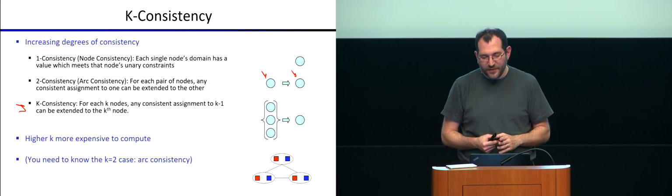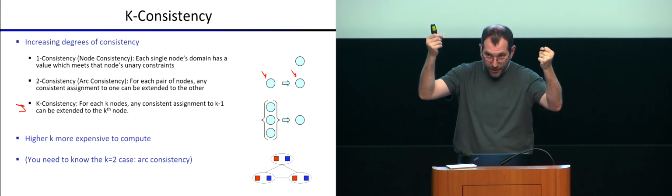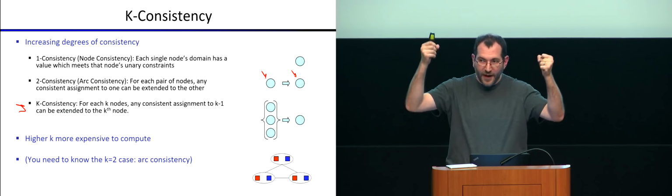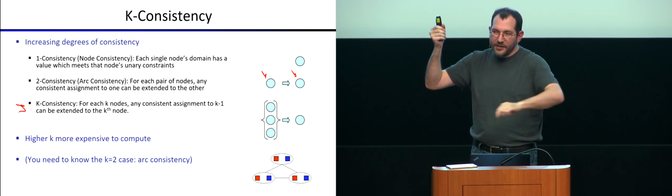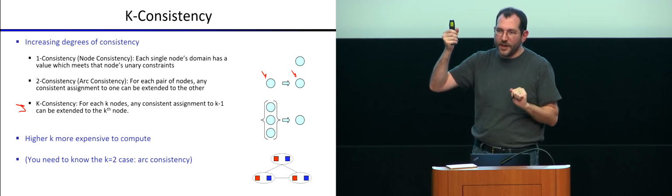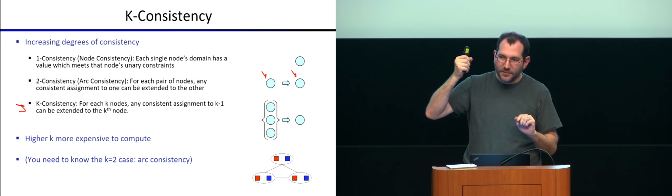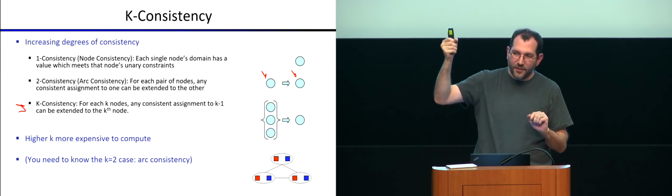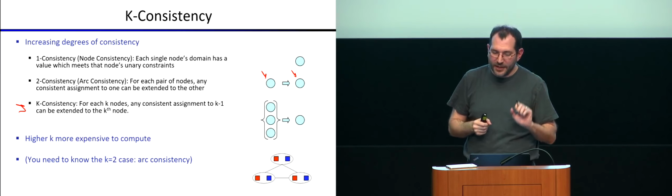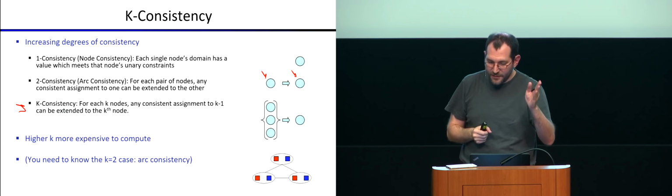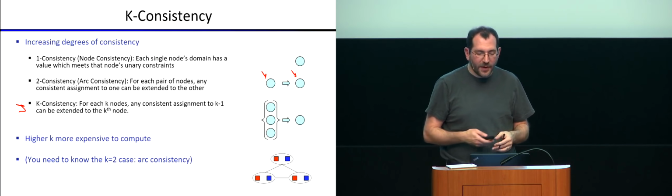K-consistency is a generalization of this. It says for each K nodes, so instead of picking up two, which is an arc, a pair, I pick up three or five or 30. K-consistency says that if I have K nodes and I manage to assign K minus one of them without breaking any constraints, that there is guaranteed to be an extension to that kth node that does not violate any constraints. It says if you can get to K minus one, you can get to K. So arc consistency says if you can get one assigned, you can get two assigned. We can talk about higher orders.